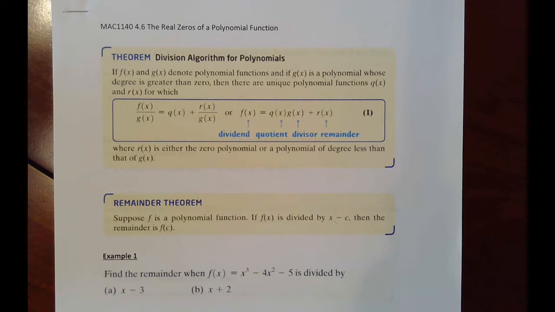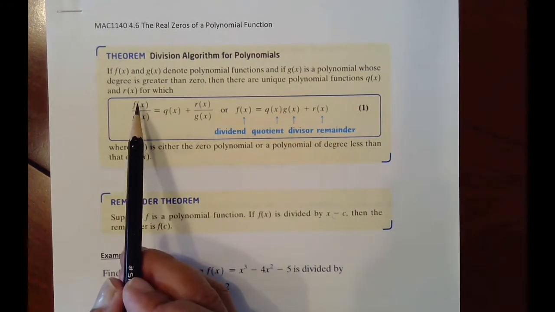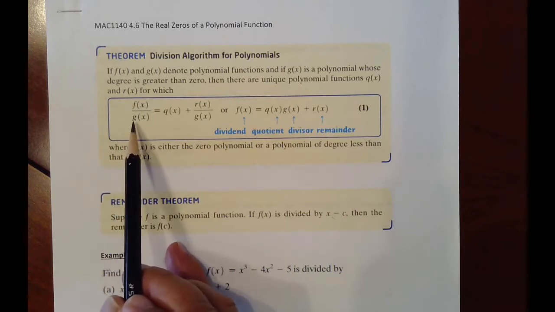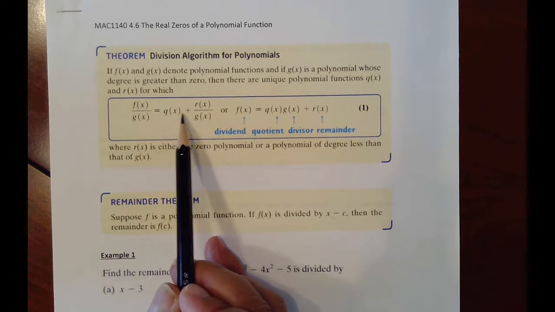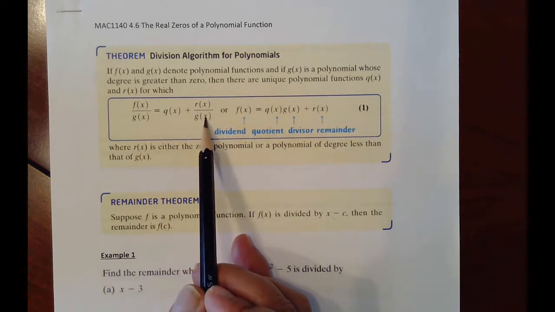Since the main underlying property that we're going to be using has to do with division, we're going to start with the theorem for division, and this is the following. This states that if you take one polynomial function and divide by another polynomial function, the answer will give you a quotient plus a remainder.